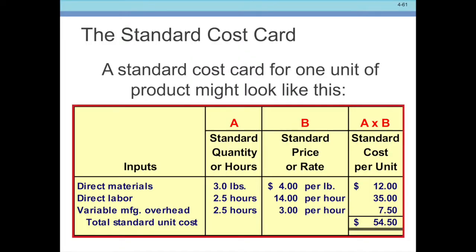This can be reflected in a standard cost card. It would look like this, where you have direct materials at 3 pounds, $4 a pound is $12. Direct labor is 2.5 hours at $14 per hour, $35, and the variable overhead rate is $3 per hour for 2.5 hours. So a standard cost card is $54.50 for this particular product. So this product should cost us $54.50. That's what it should cost us.